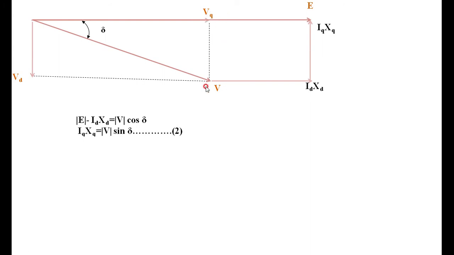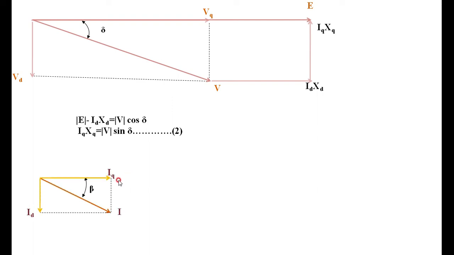Similarly, the opposite side is V sin delta. You can see here that this vector is the same as this vector, which is IQXQ. Therefore, on the left hand side, I am writing IQXQ must be equal to V sin delta, so that I get equation number 2. This is from the same main vector diagram.